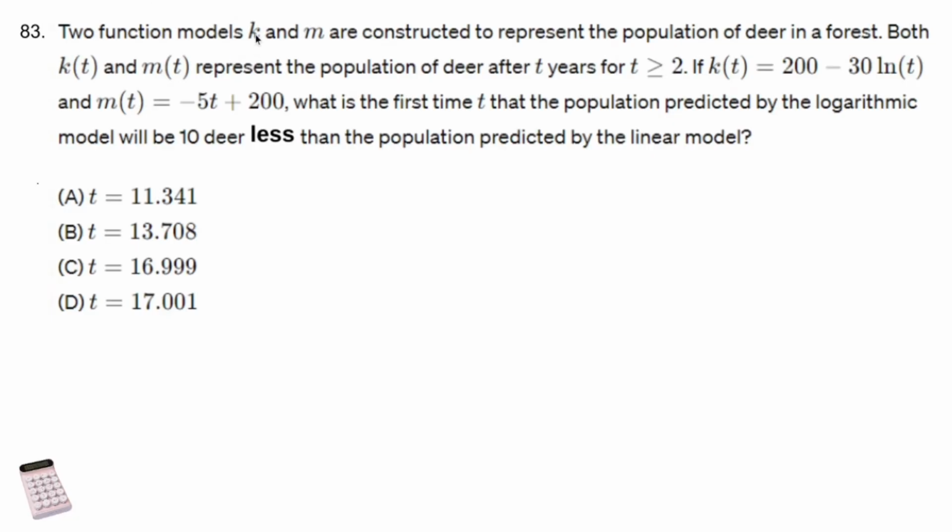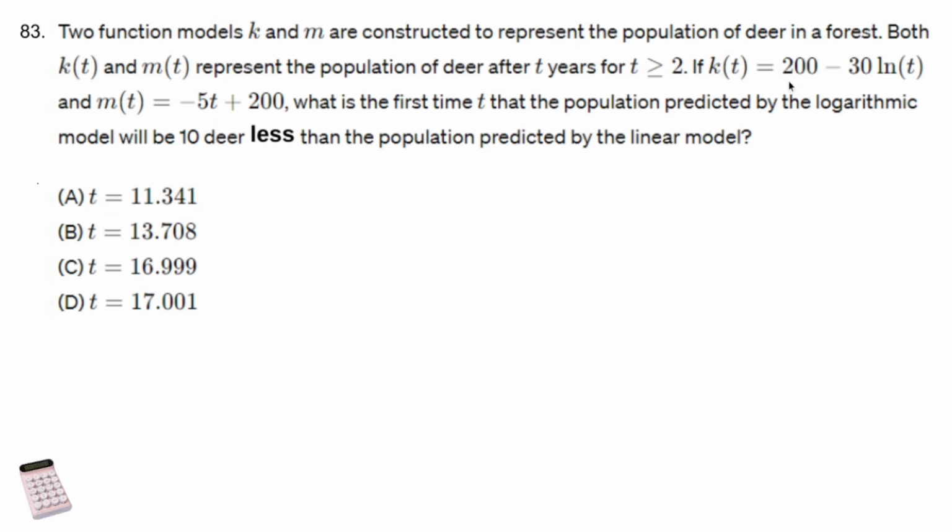Two function models k and m are constructed to represent the population of deer in a forest. Both k of t and m of t represent the population of deer after t years for t greater than or equal to 2. Interesting. I wonder if that's going to come into play later.